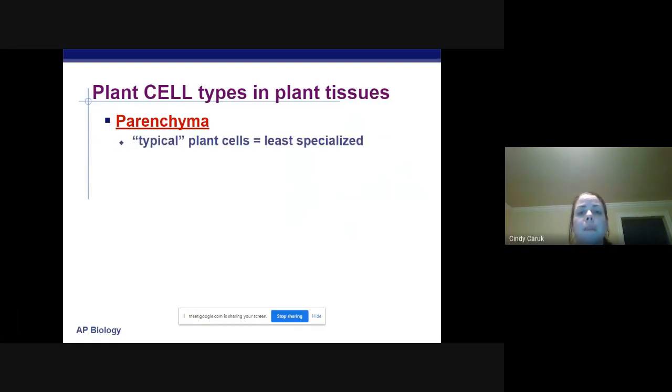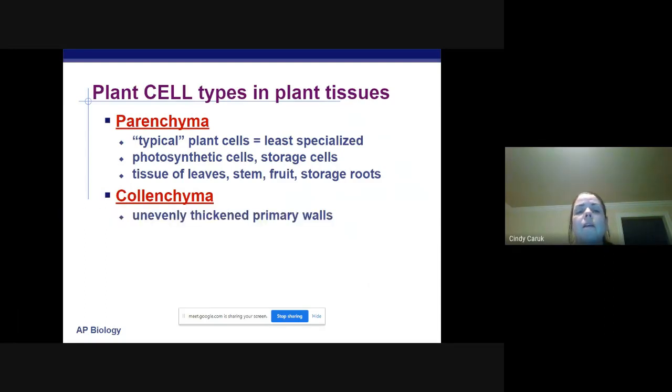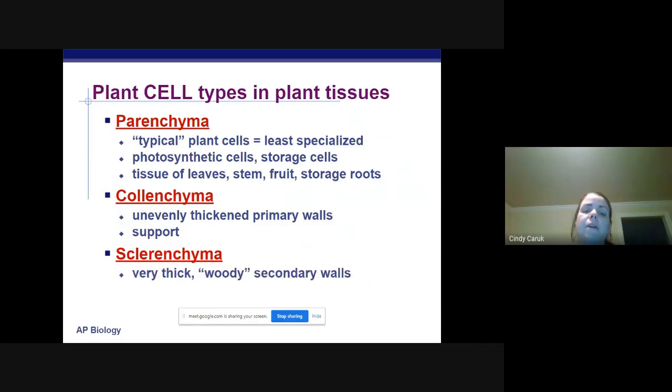They have parenchyma. This is the least specialized. And that's your mesophyll again and your storage cells, and tissues in leaves, stems, etc. Collenchyma has a kind of uneven, thickened primary cell wall that gives a little bit more structure. And we're going to find that in new growth. And that's the stringy stuff when you eat celery. Sclerenchyma has a very thick secondary cell wall. And it does support, and it's very rigid, so it's not going to elongate. And it's always dead at functional maturity.